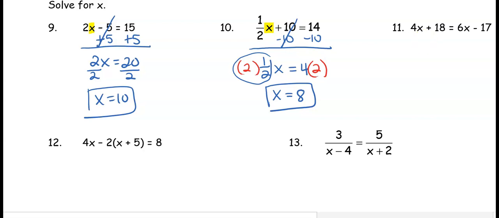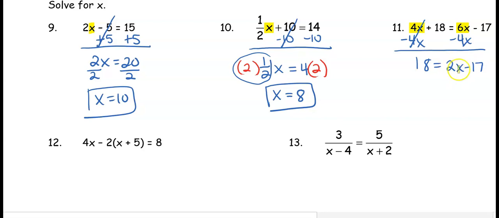Now for number 11, we have x's on both sides. I've got a 4x and I have a 6x. I want to get x to one of my sides. I always move whichever one's smaller. It's not going to make a difference in the end. You may have more negatives, less negatives. It doesn't matter, but I like to move the smaller x first so that it doesn't give me a negative to begin with, hopefully. So that gives me 18. 6 minus 4 is going to make that a 2x minus 17.